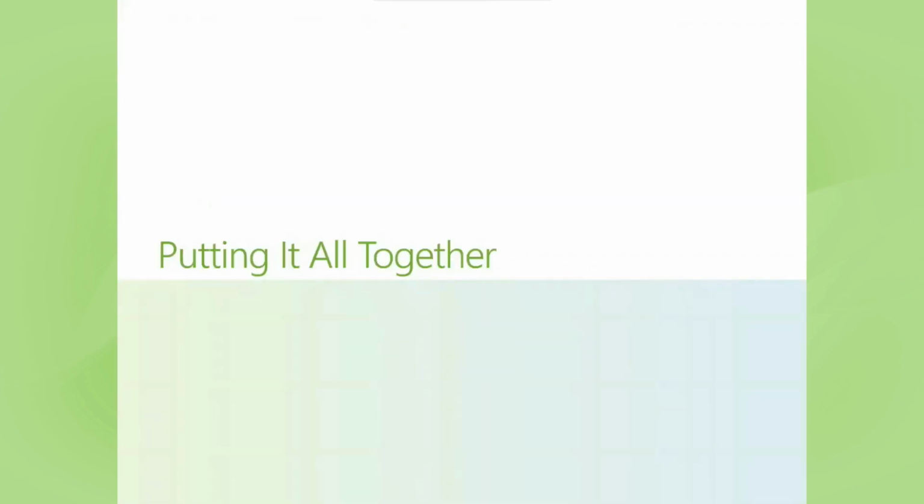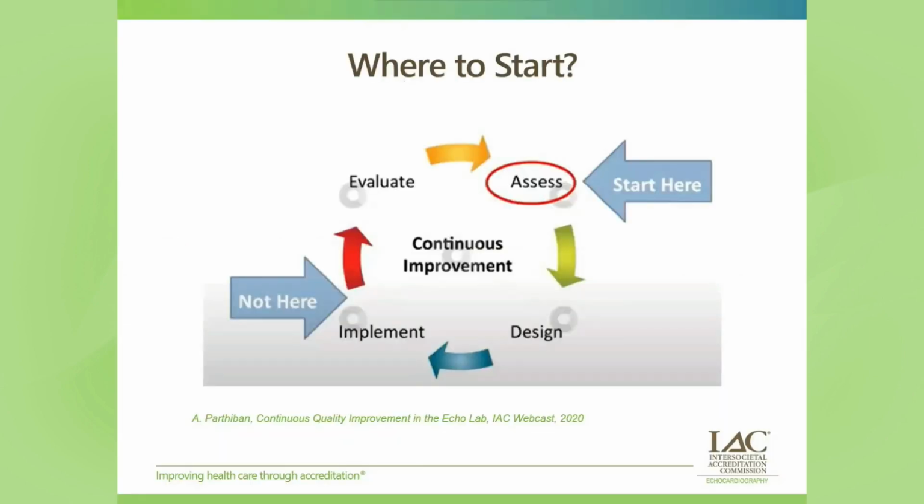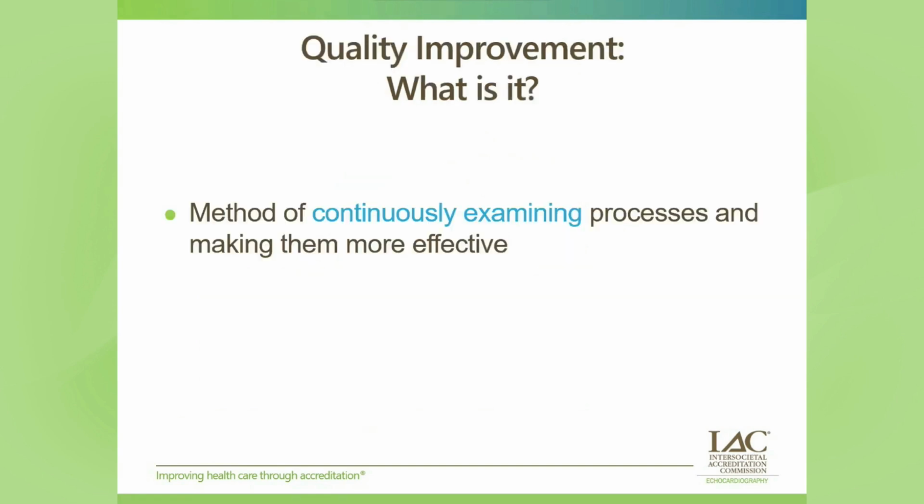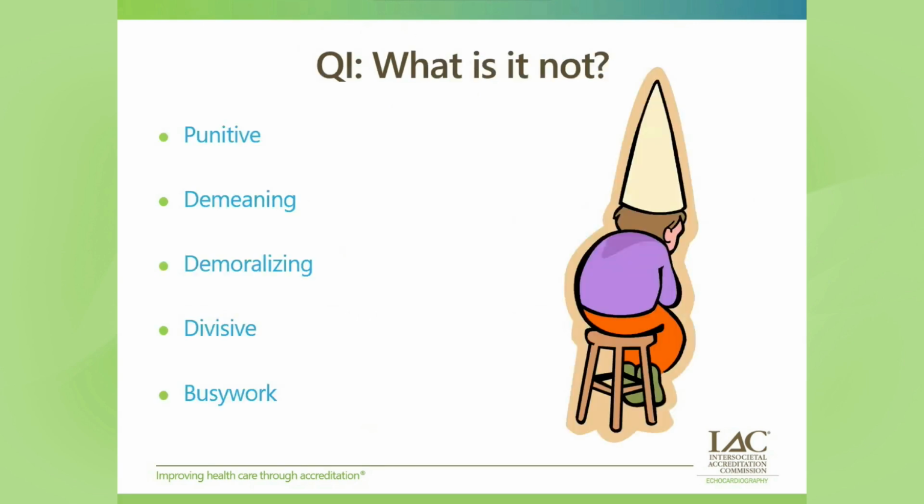So now you're asking yourself, how do I put this all together? Where do I start? When you're implementing your quality improvement policy, you want to identify a quality gap. So first, you're going to need to perform a self-assessment of your current practices. When thinking about quality improvement, we want to make sure that this is just a method of continuously examining the process and making that more effective. The focus should not be on any one individual. It should be fully on the process.